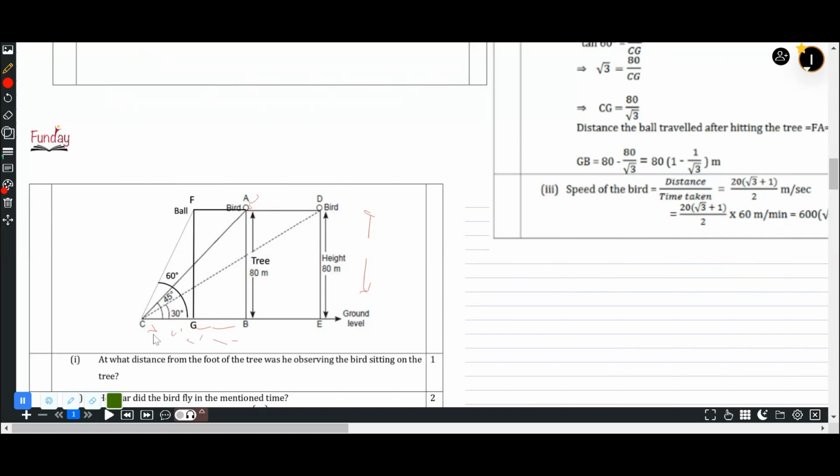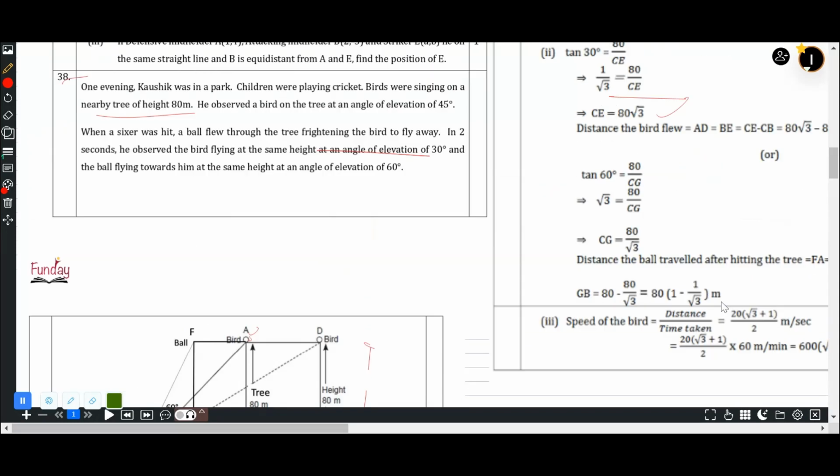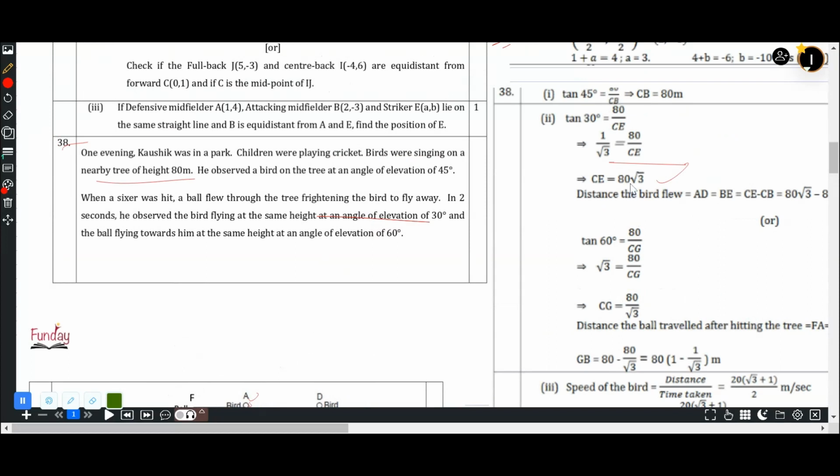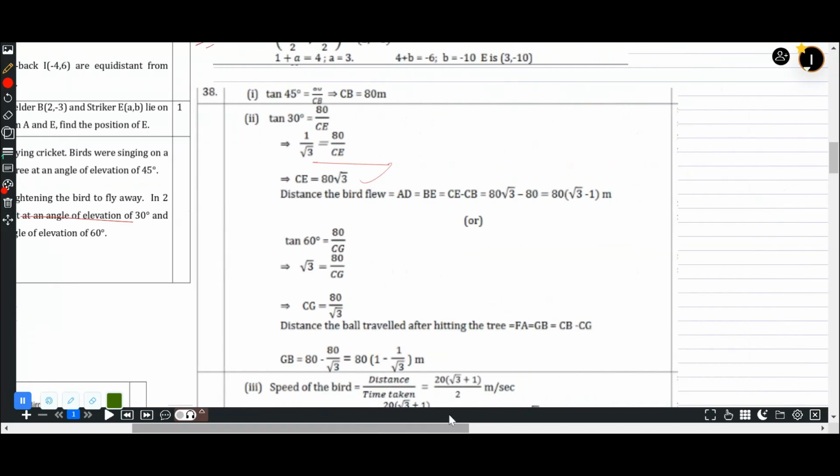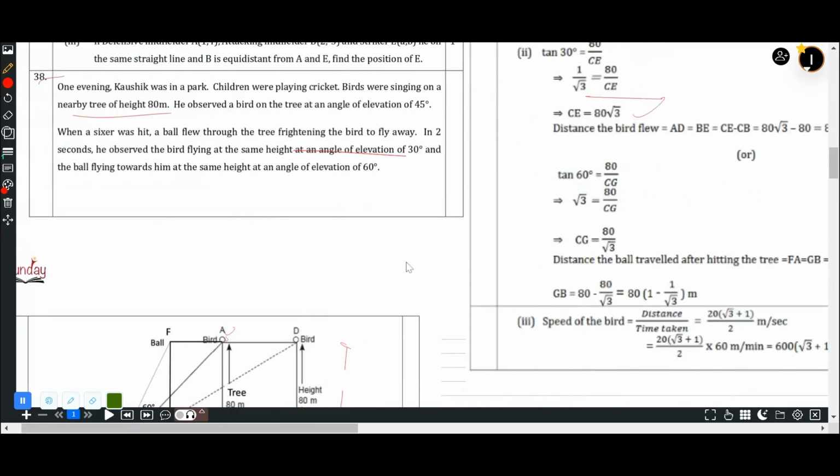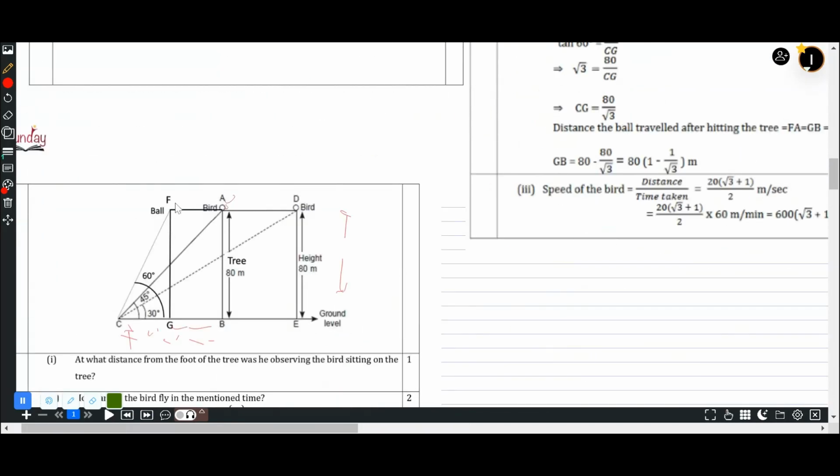tan 45, right. Now so that is equal to 80√3 and now the distance the bird flew is AD is equal to 80√3 minus 80, this is 80 into in bracket √3 minus 1. Now we will take tan 60, tan 60 is 80 by CG. Here if you see, the height remains same in all the scenarios.